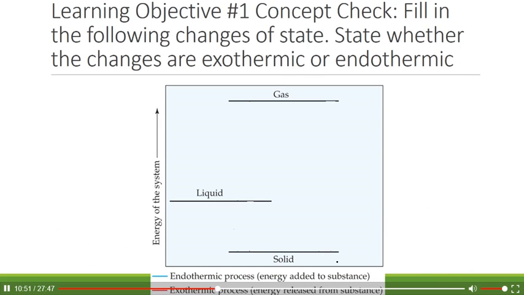Okay, let's try another one. So we have the following diagram, and we want to look at our different changes in state. So going from a solid to a liquid, then a liquid to a gas, and what's going on. So if we want to go from a solid to a liquid, that is going to be an endothermic process. It's going to require energy, like so. And we call that melting or fusion.